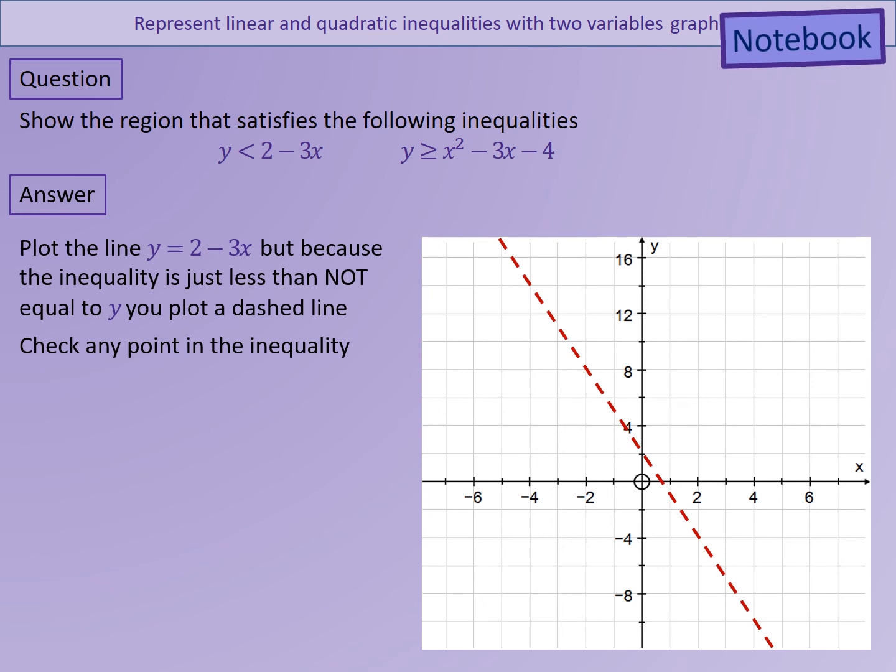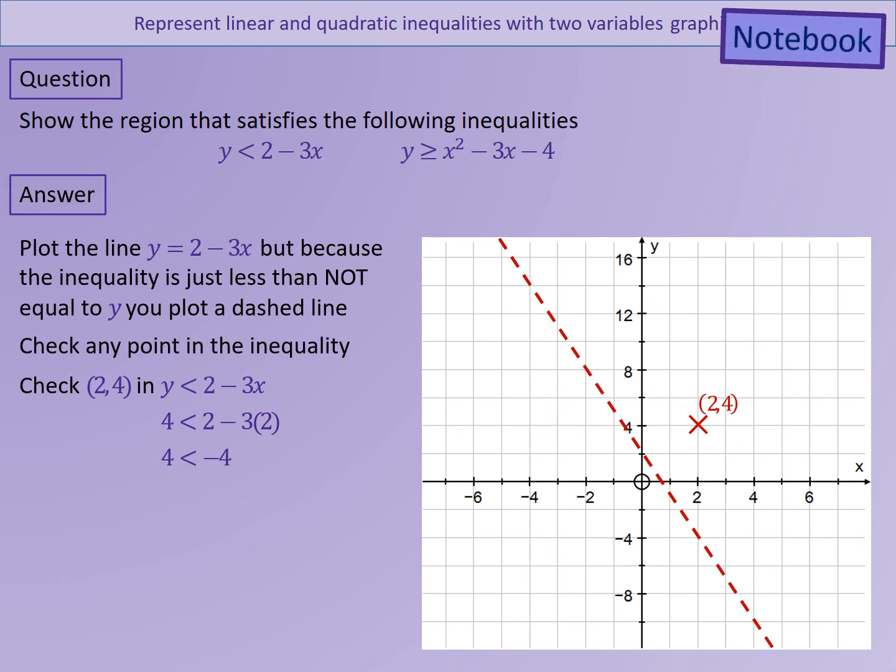Now again, forget the quadratic for now. What I'm going to do first is just look at the region for the straight line. So I'm going to choose a random point, and this random point that I've chosen is 2, 4. Again, completely at random, that point. And I'm going to place those values into the inequality. So I end up with 4 is less than 2 minus 3 lots of 2. A quick little bit of numeracy, and it works out that 4 is less than minus 4.